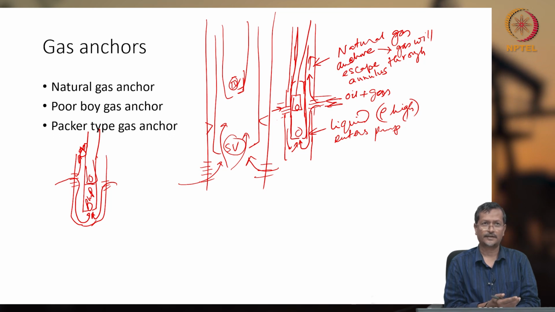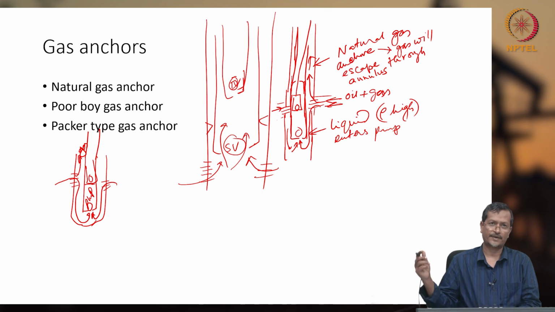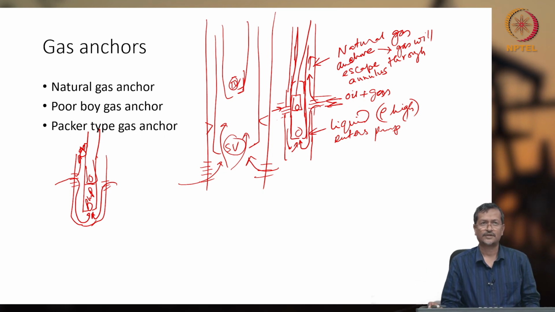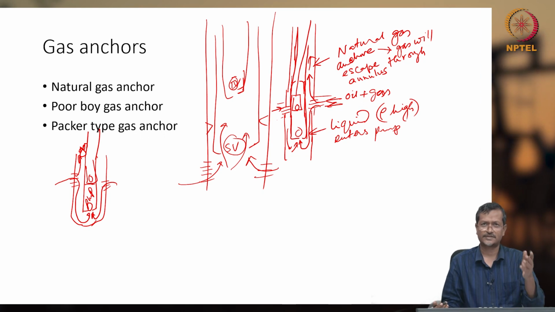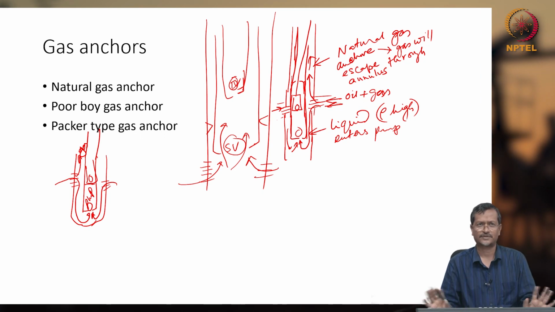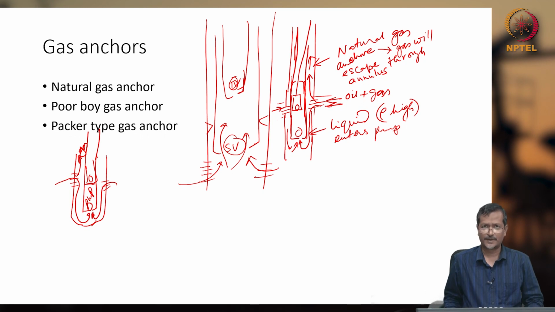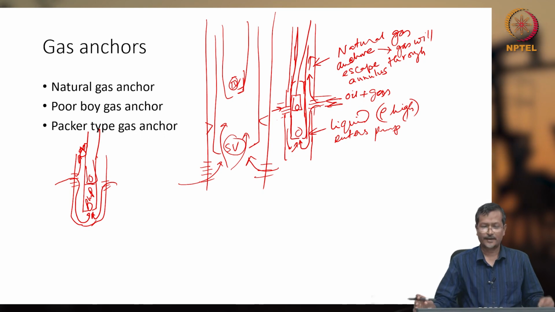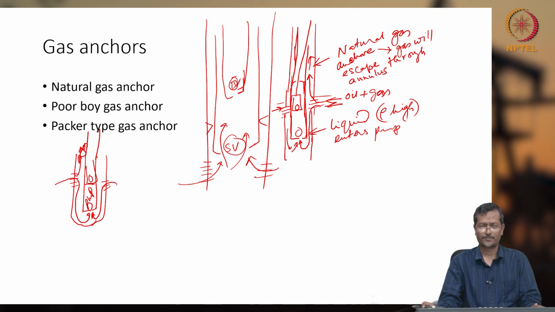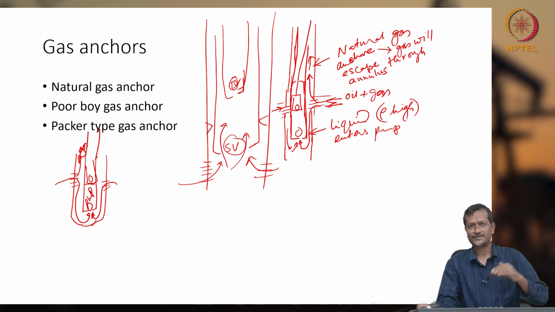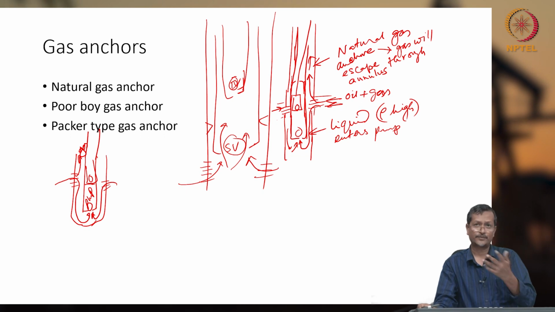Another is the Packard type gas anchor. In this case you put a separate path for gas escaping and liquid entering, so that is less commonly used. Basically the natural gas anchor is used everywhere. It is very simple to use, just put the pump a few feet below the perforations. Again, your wellbore pressure or intake pressure of the pump should be higher, so that it assists the traveling valve and standing valve to open.